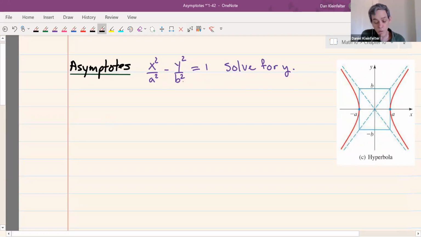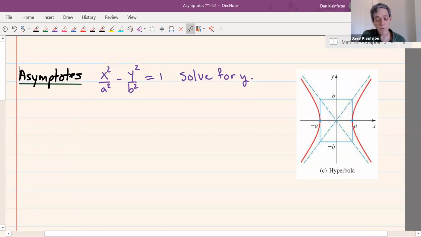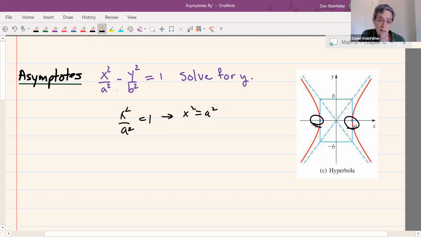Okay, so we're going to do the derivation of the asymptote equations for this side opening hyperbola. The equation is x squared over a squared minus y squared over b squared equals 1. You can see by looking at the equation, if y were equal to 0, x would have to be plus or minus a, right? Because we'd have x squared over a squared equals 1, so x squared equals a squared, if y were 0. That accounts for why the vertices are right there. So this equation is appropriate for a side opening hyperbola.